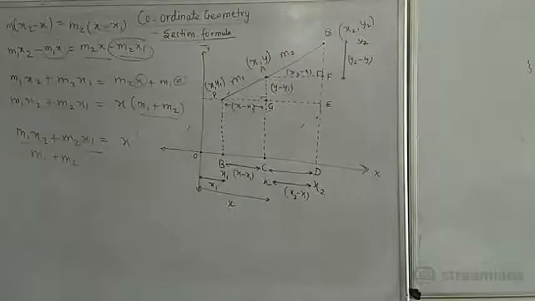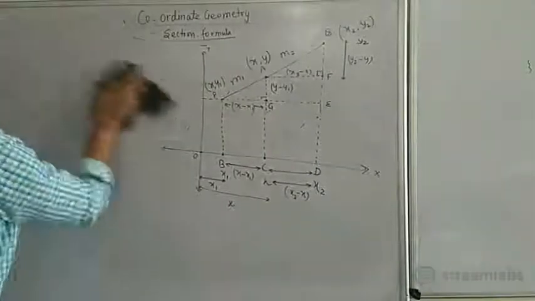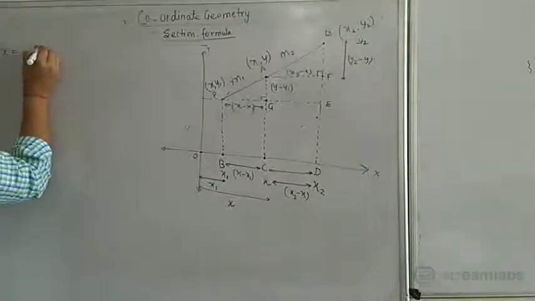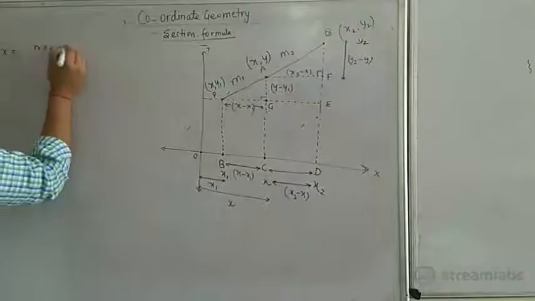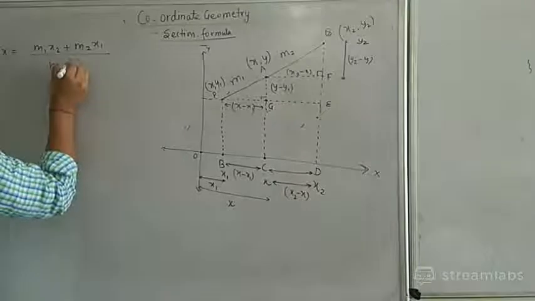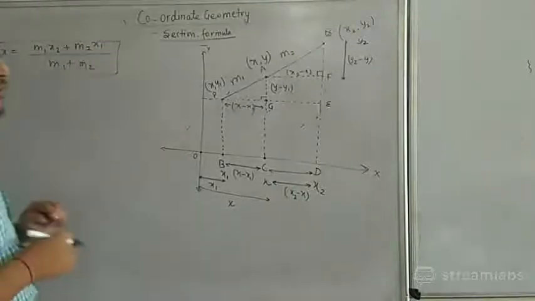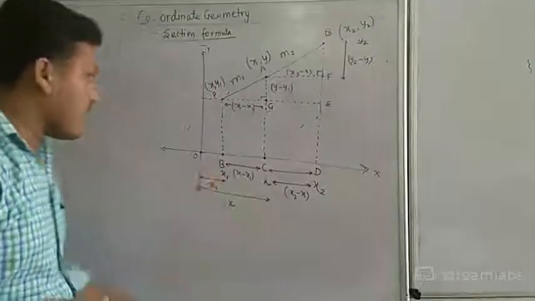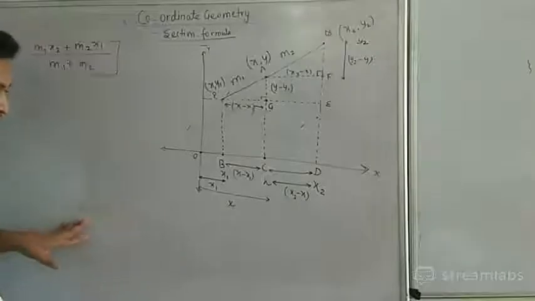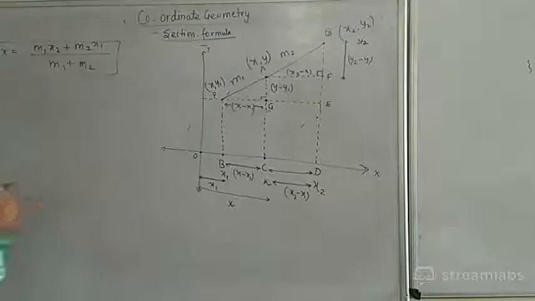So once again I am writing the value of x. So x is equal to M1 x2 plus M2 x1 upon M1 plus M2. This formula is formed here for the value of x. Similarly, from the last relation I noted down here, taking the M1, M2 and y relation together, calculate the value of y.